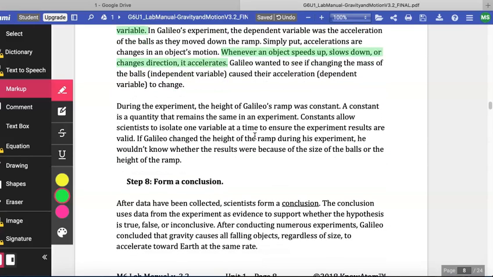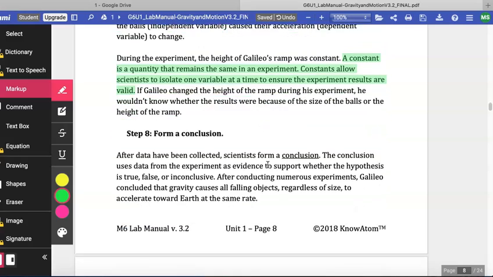During the experiment, the height of Galileo's ramp was constant. A constant is a quality that remains the same in an experiment. Constants allow scientists to isolate one variable at a time to ensure the experiment results are valid. If Galileo changed the height of the ramp during his experiment, he wouldn't know whether the results were based on the size of the balls or the height of the ramp.